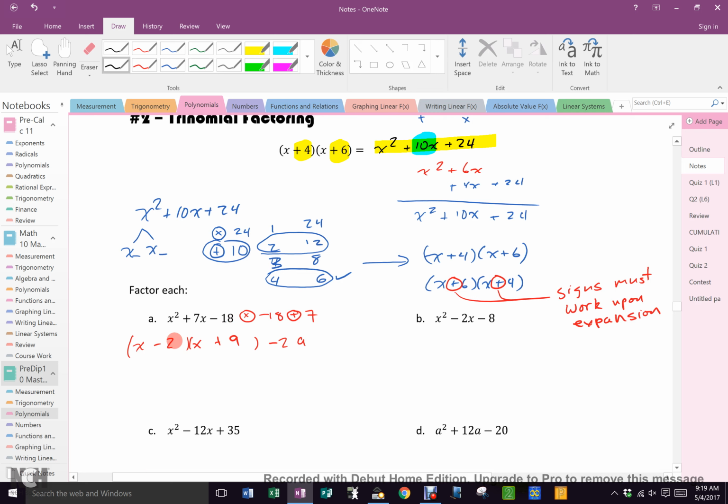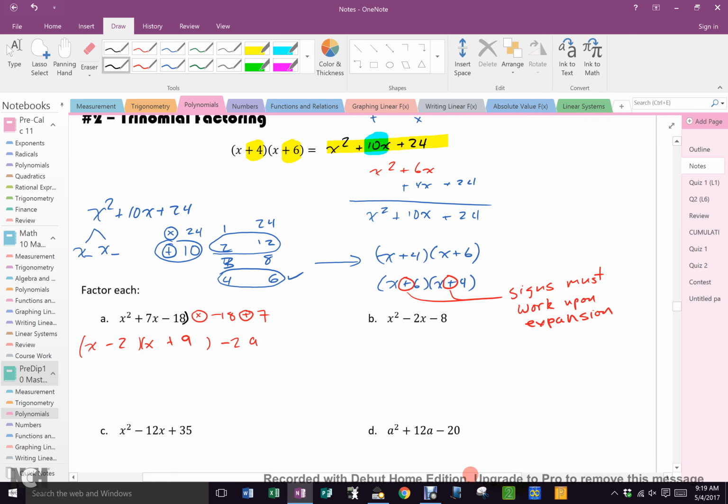You have to understand expansion, right? Because you have to be aware when you're factoring, especially more complicated ones, that this number is always these two multiplied, right? So let's look at the next one, which looks similar but is slightly different.